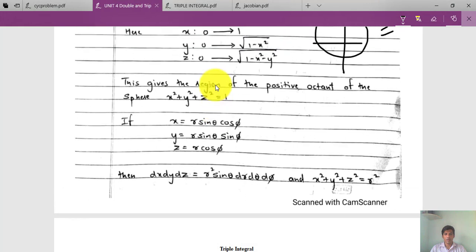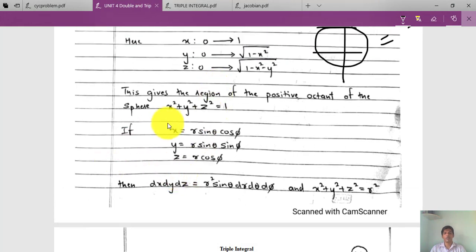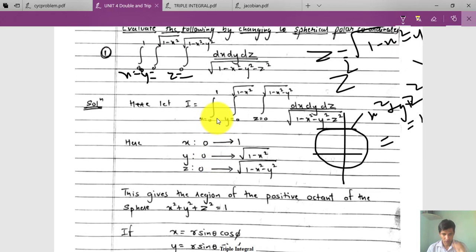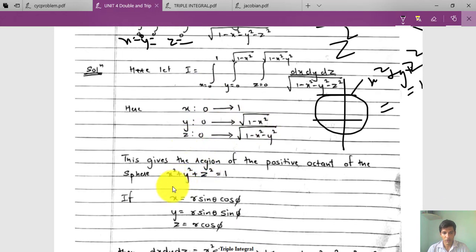Now, if x is equal to r sin theta cos phi and y is equal to r sin theta sin phi, since the limiting values are from 0 to 1 and 0 to square root of 1, the values are given as 0 to 1, and 0 to square root of 1. So what I'll do is I will take the equation of the sphere.